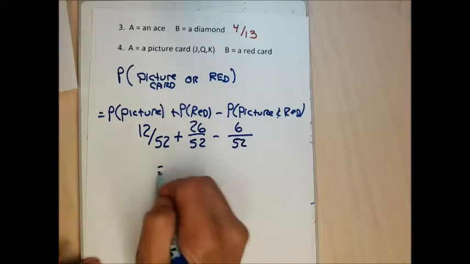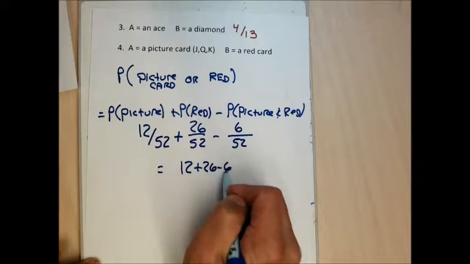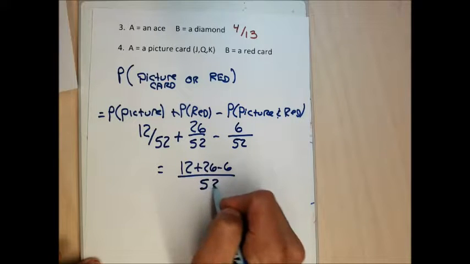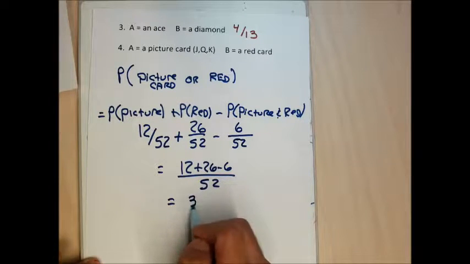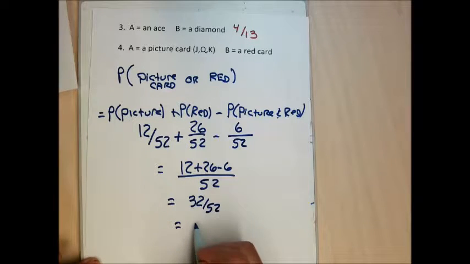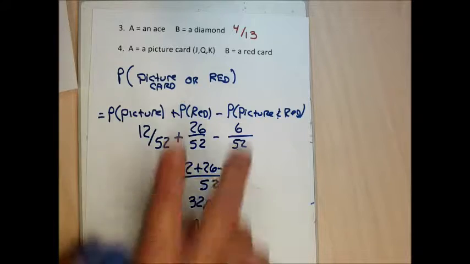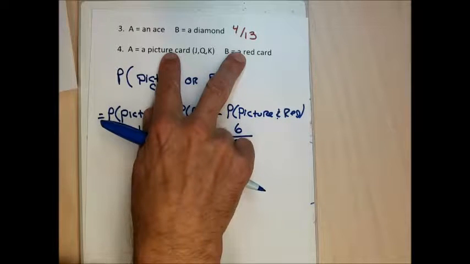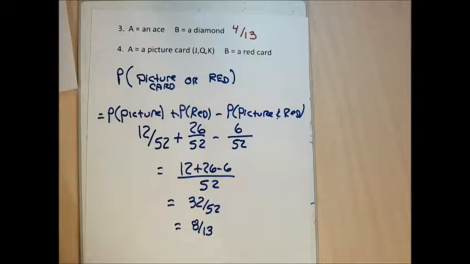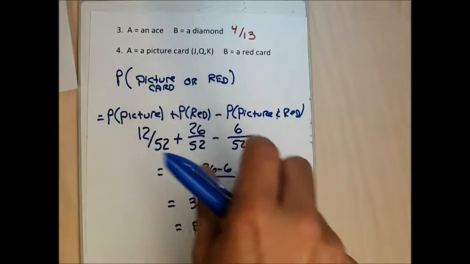And now let me just do the math here. This is going to be 12 plus 26 minus 6 over 52. I think that's 32 over 52. It's dangerous doing math in my head. Now I'm going to divide by 4 and get 8 over 13 for my answer. So that's the first 4 problems. I used the formula, but I transformed the A's and the B's into words that fit the cards that I was searching for.